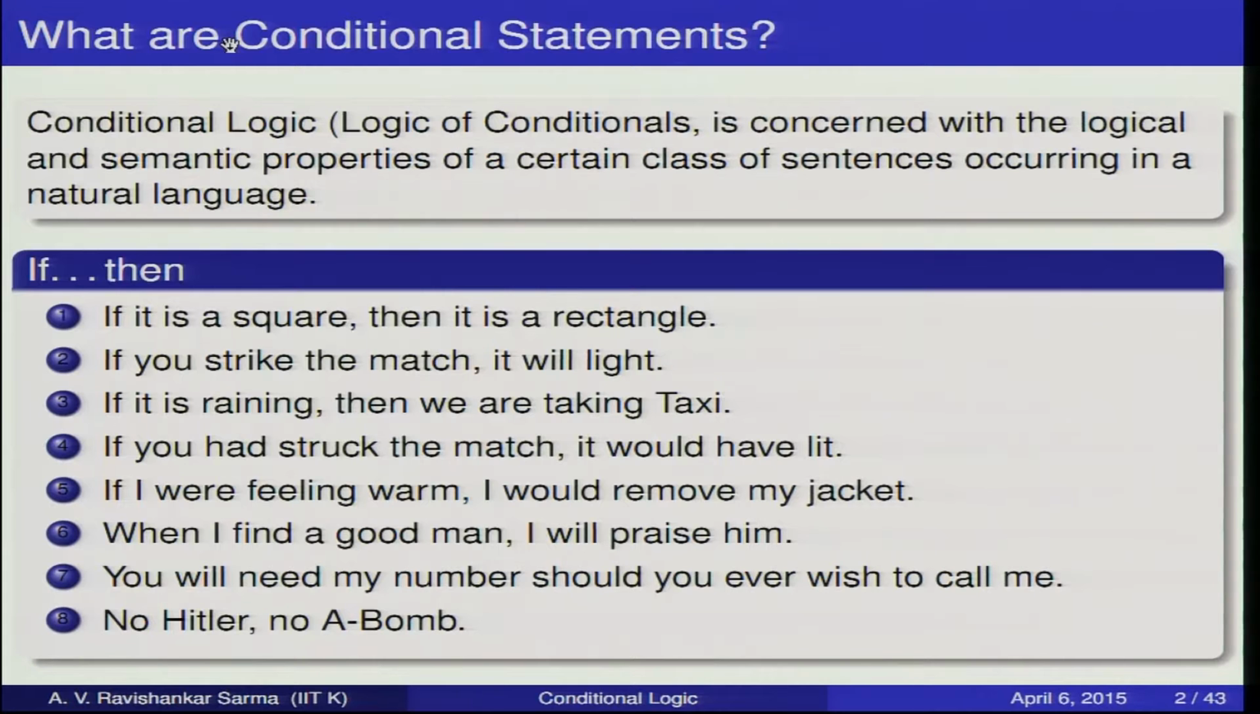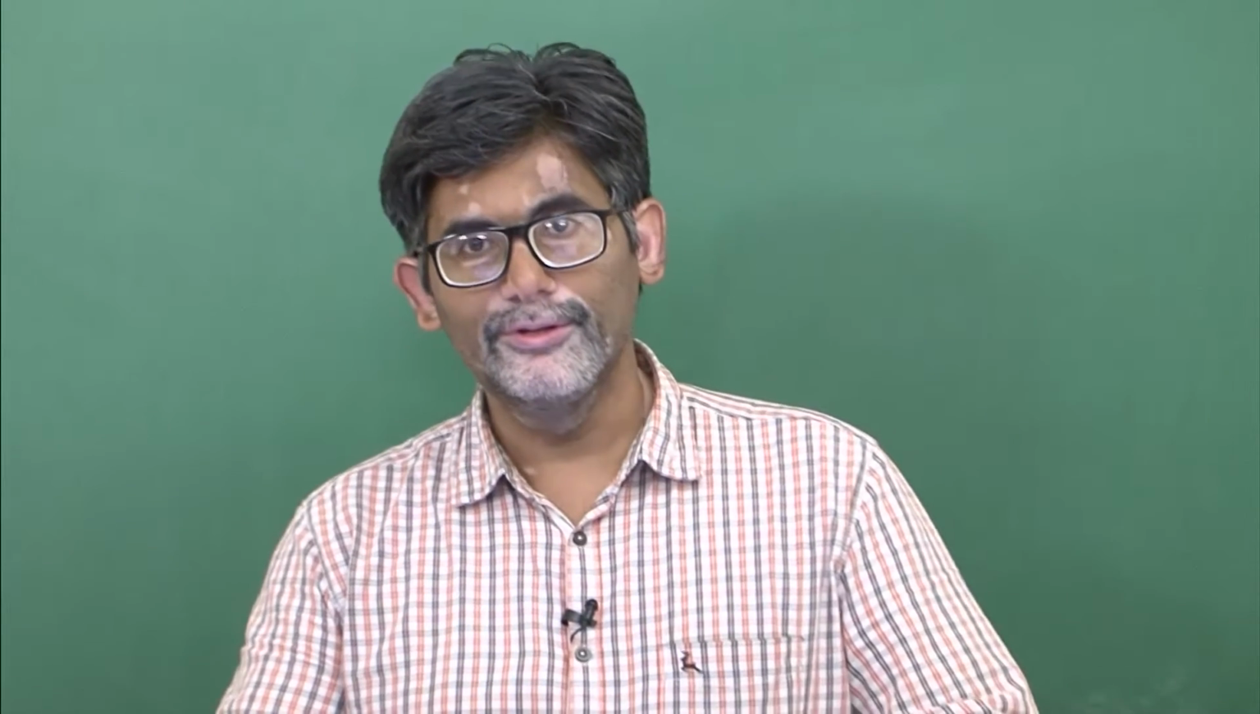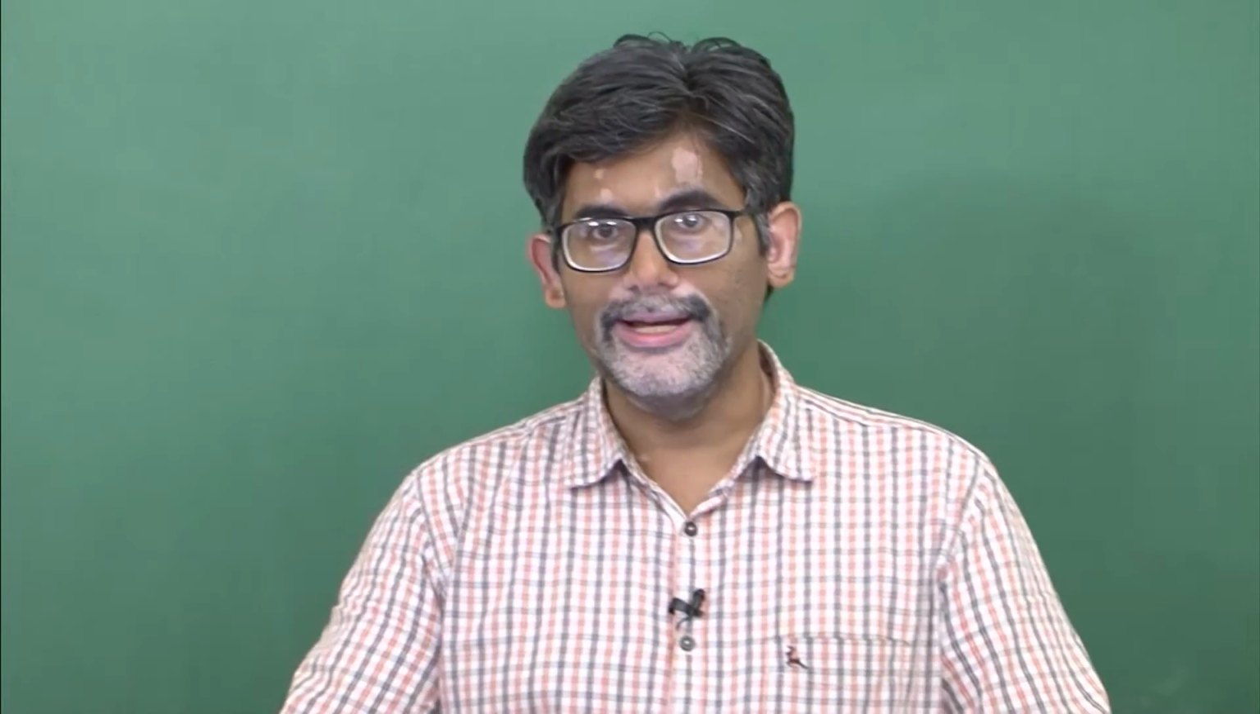So what are these conditional sentences? They all have a specific structure: if P then Q, where P is considered to be the antecedent of the conditional and Q is considered to be the consequent of the conditional. For example, let us begin with some examples. If it is a square, then it is a rectangle.